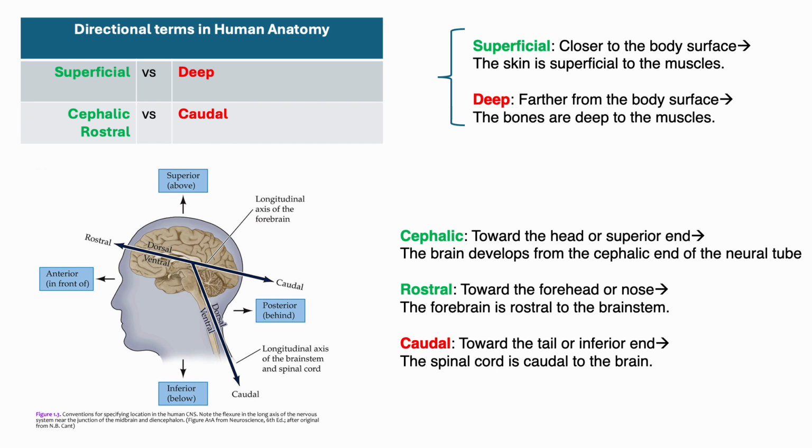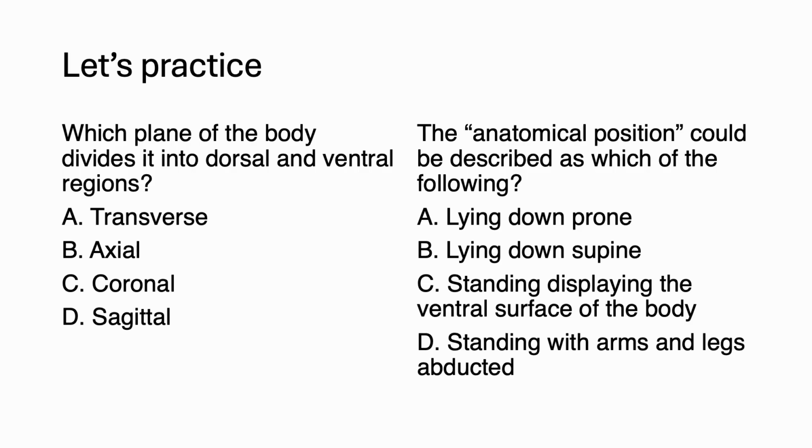Then we have some terms we often use in reference to the brain and the head. Cephalic means towards the head or the superior end. Rostral means towards the forehead or towards the nose. Caudal means towards the tail or inferior edge, so the spinal cord is caudal to the brain. All right, we need to know all of these terms.